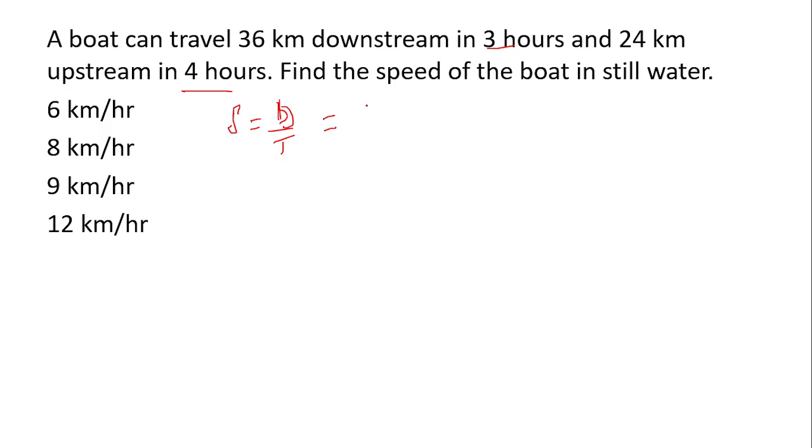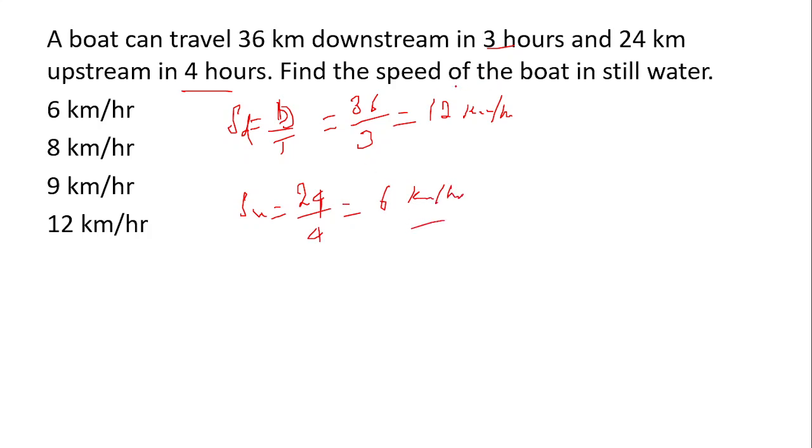So first case, 36 kilometers in 3 hours. So what is the speed? 12 kilometers per hour. This is the speed downstream. Now what is the speed upstream? The distance is 24 kilometers in 4 hours. 24 by 4. So this is 6 kilometers per hour.